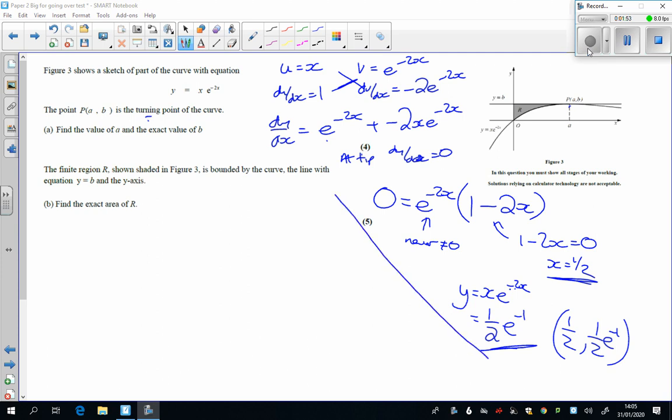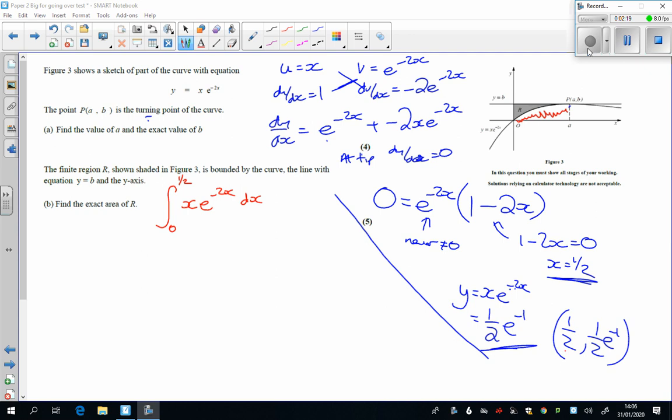Change colour for part B. Part B now says find the area. And the first thing I'm going to do is I'm going to find out the area underneath the curve. To find out the area underneath the curve, I'm going to integrate x e to the minus 2x dx from 0, because that part there's at 0, up to a. And a, I just discovered, was a half there, so I'll put that in there.